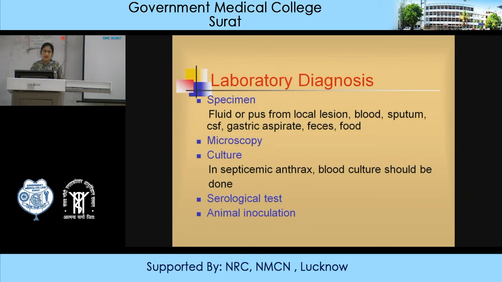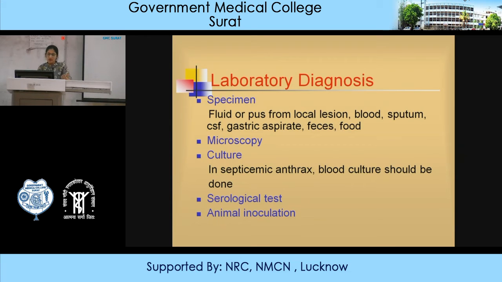Then after collection of the sample, what do we have to do? We first prepare a Gram stain or Giemsa stain, so first we do microscopy. After this direct microscopy, we inoculate the samples in the special media. Then we also collect some blood for the serological aspect, as in pulmonary anthrax or fatal septicemia. If we collect the blood, we can go for the serological test. And animal inoculation is not used nowadays for diagnostic purposes.